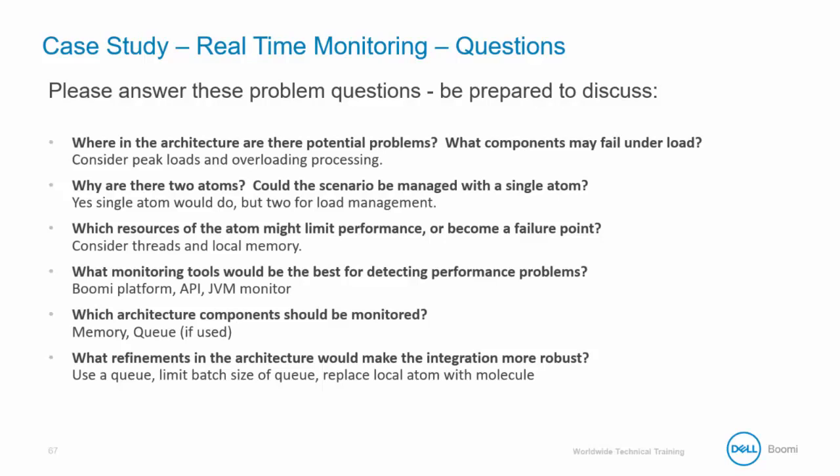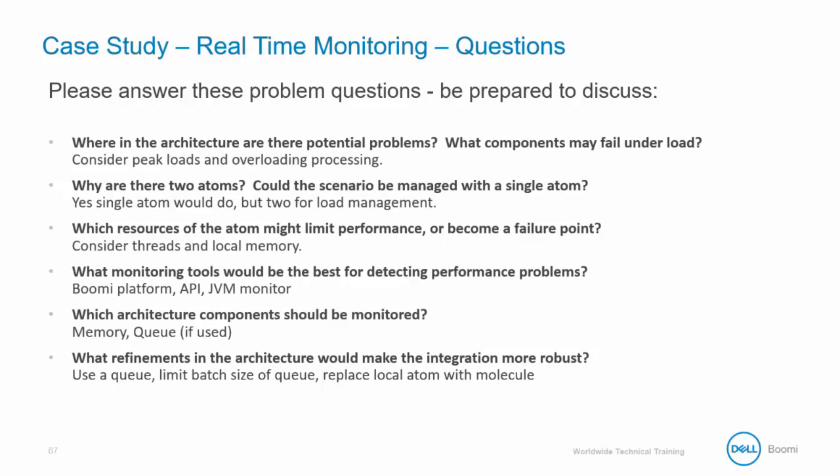And the last question, what refinements in the architecture would make the integration more robust? So first, it's important to note that this is actually a pretty good setup. You can certainly add a queue so the external atom passes requests via queue to the local atom, and the local then processes through that queue. You can also then limit the batch size that the local atom consumes from the queue in order to manage the flow of documents and resources of the local atom.